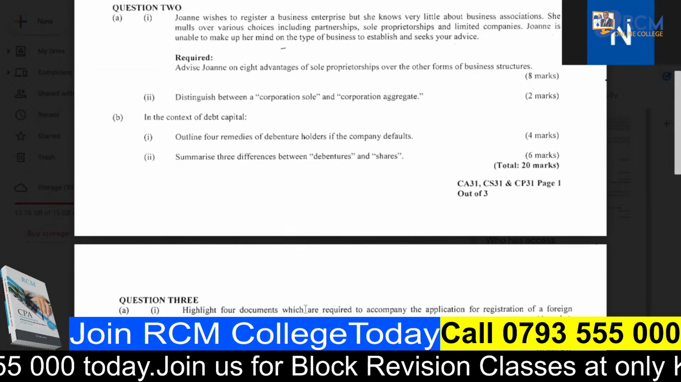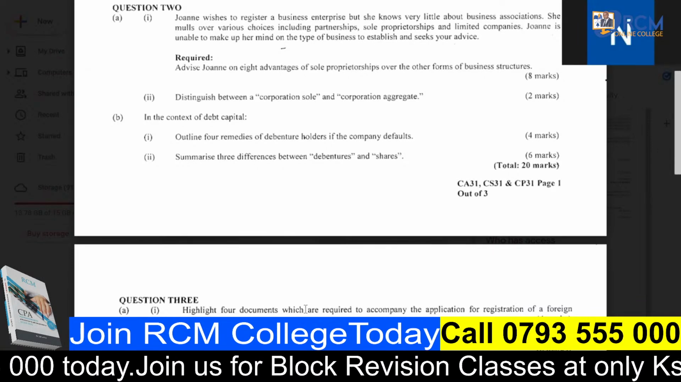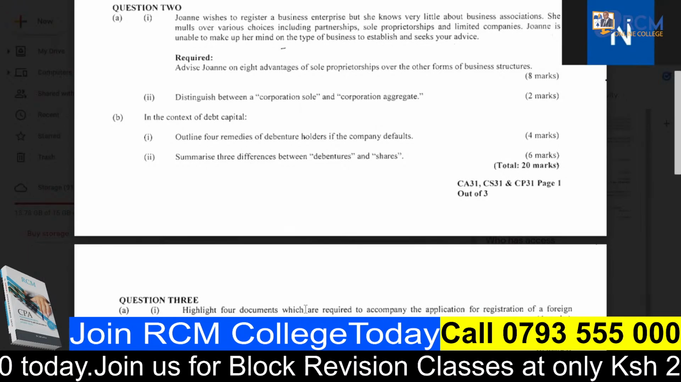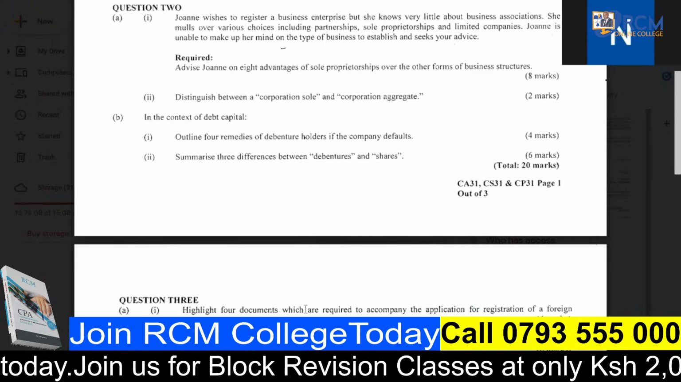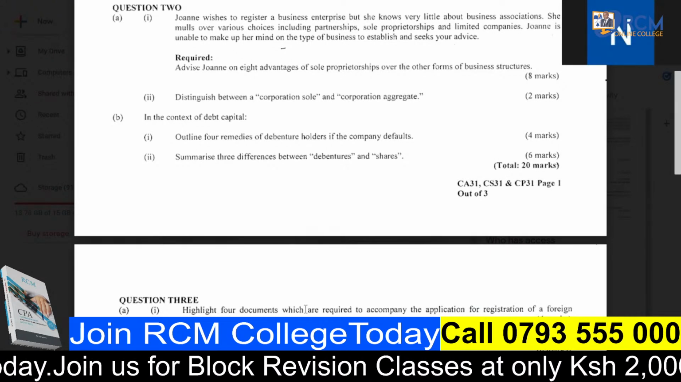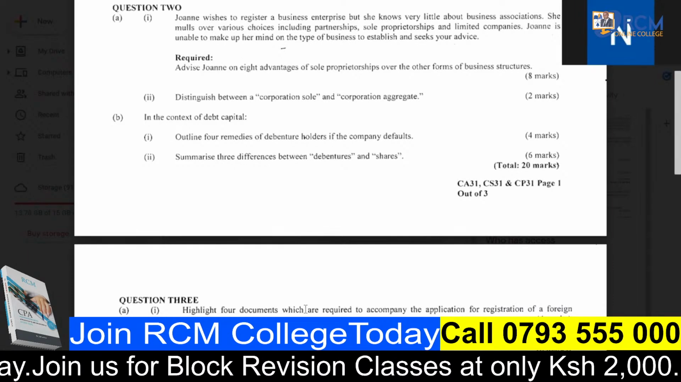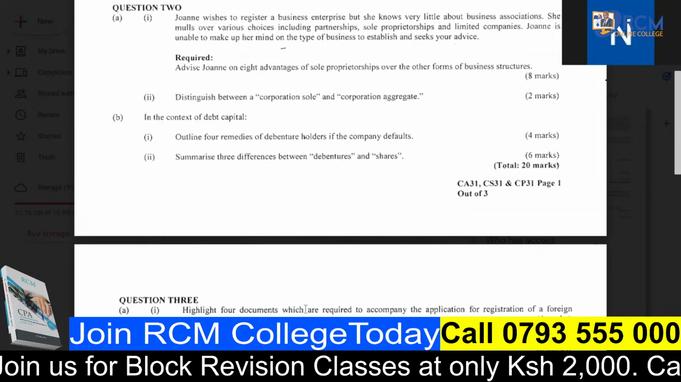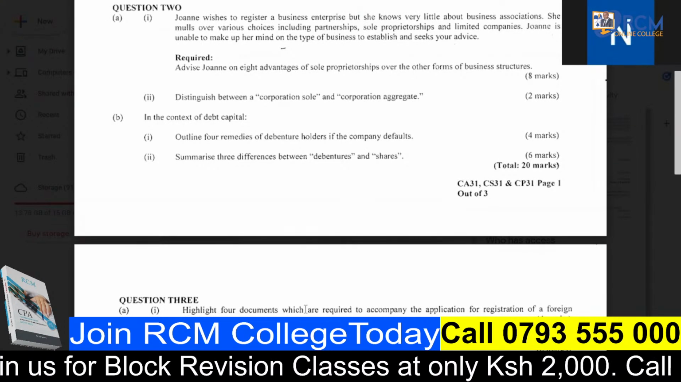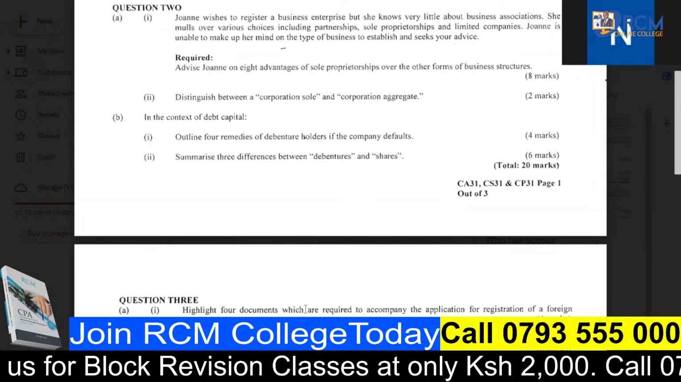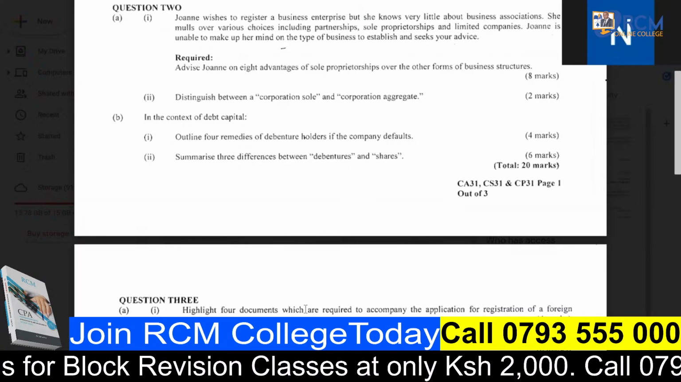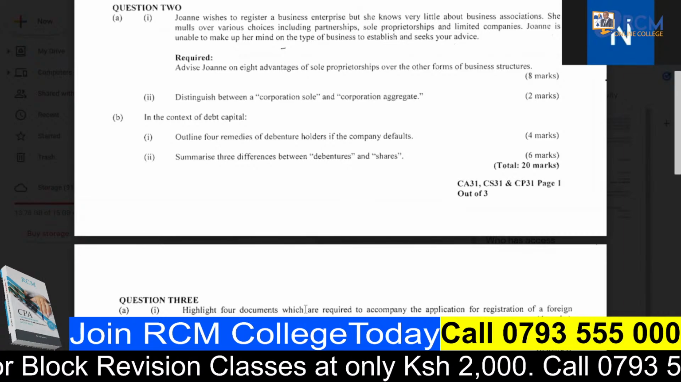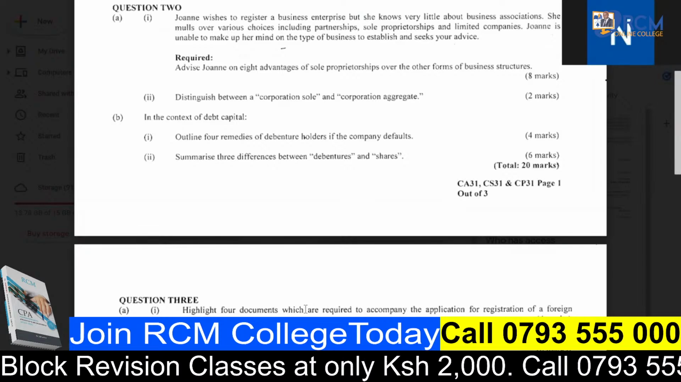So change in location of its registered office in the origin country. So changes of location of its registered office in the origin country.